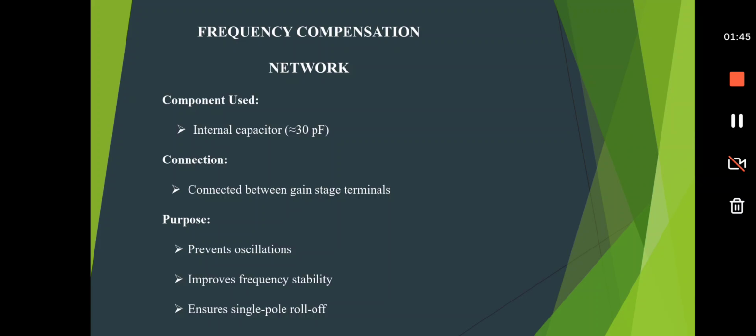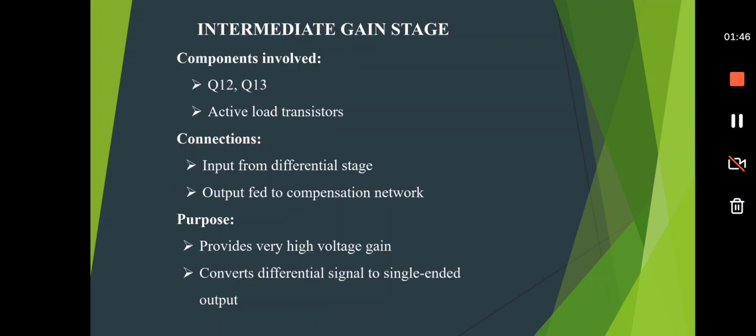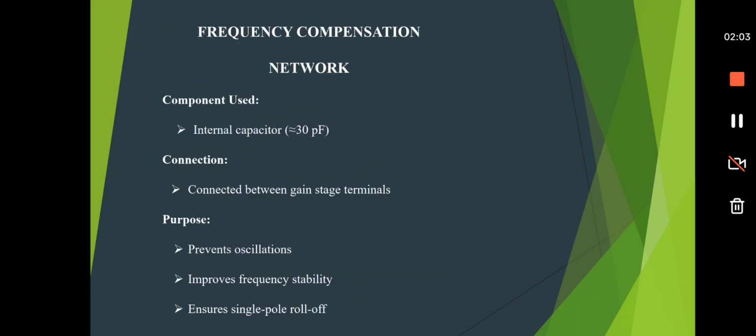So next is the intermediate gain stages. This is the core amplifier. It provides massive open loop voltage gain of up to 2 lakh by converting differential signals into a single-ended high voltage output. So next one is frequency compensation.